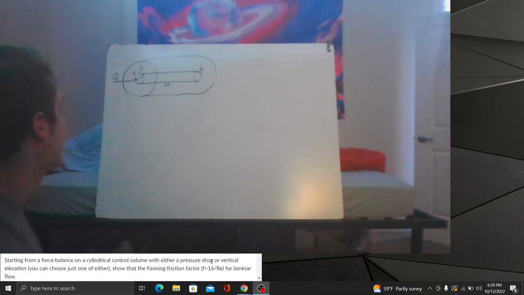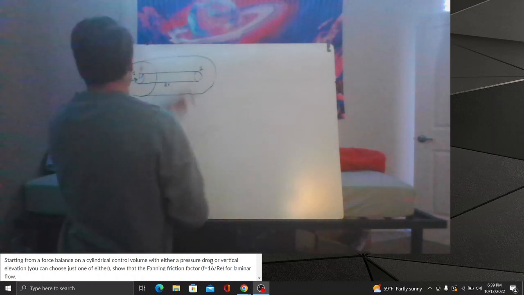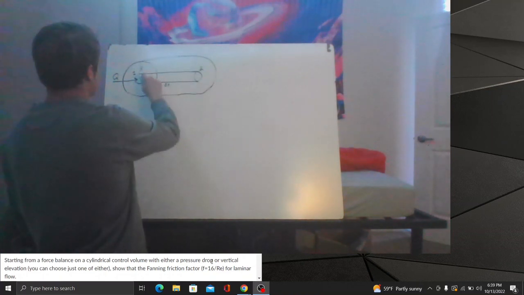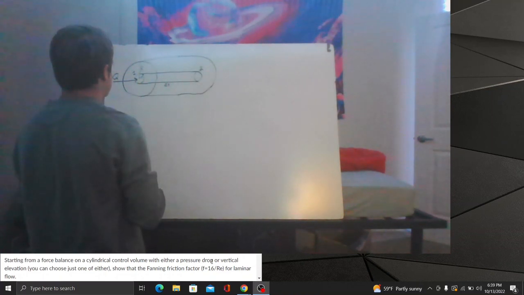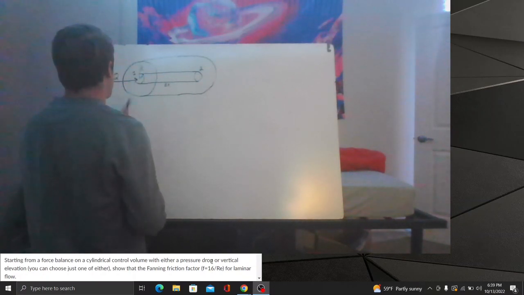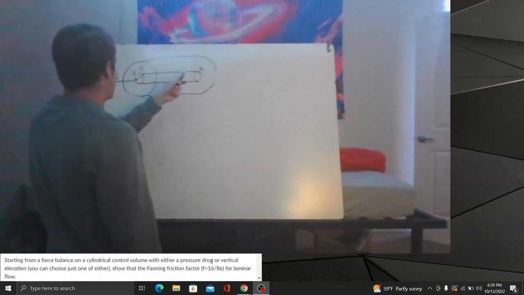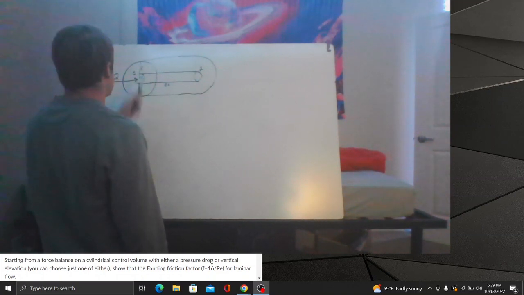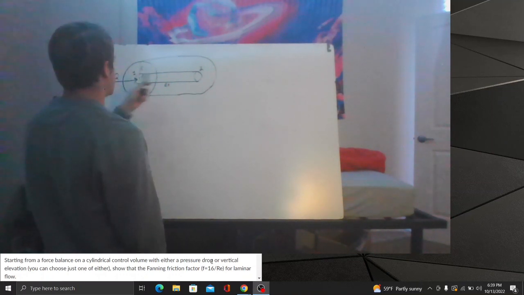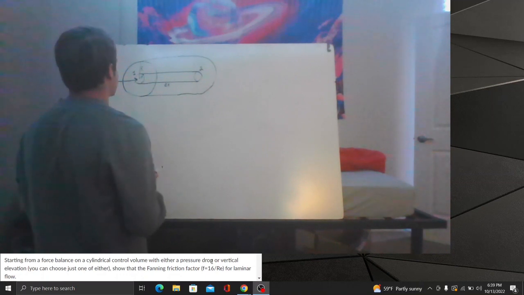So again, I said that we will be doing a pressure drop situation. I have made a diagram of the situation here with our outside cylinder with radius of big R and a flow Q going through there. And then our inside cylinder right here with a radius of little r, and points 1 and 2 will be our points for the pressure, and then it will be a length of delta x right there.